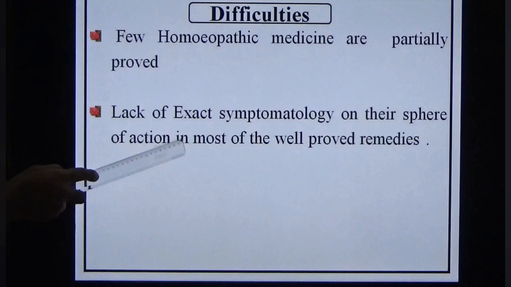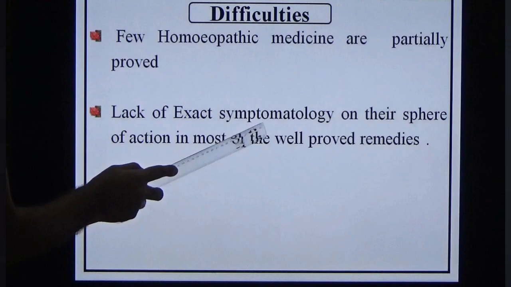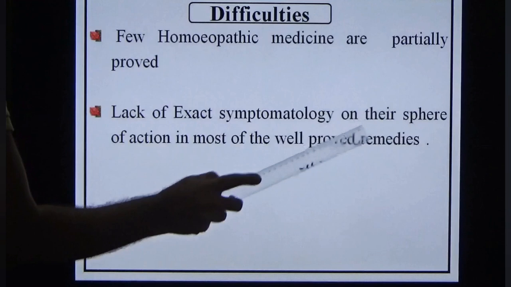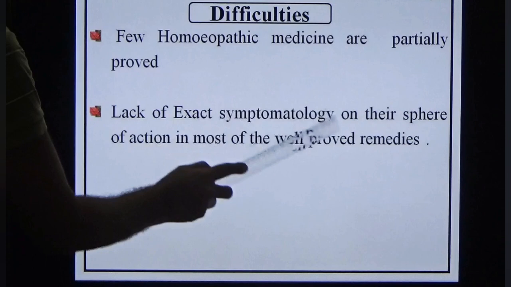And our symptomatology is mixed with other diseases. If you take sulphur, it is one of the king remedies for tapeworm infection. But the sphere of action of sulphur covers so many organs, not only the tapeworm. So our homeopathic materia medica does not have exact symptomatology. All the symptomatology of the disease is mixed in the materia medica, so it is very difficult to define the tapeworm symptom.